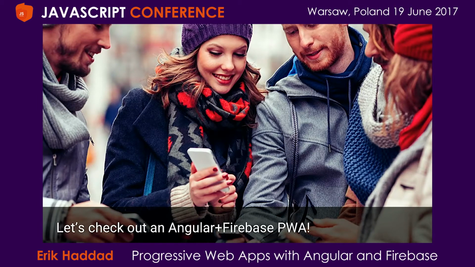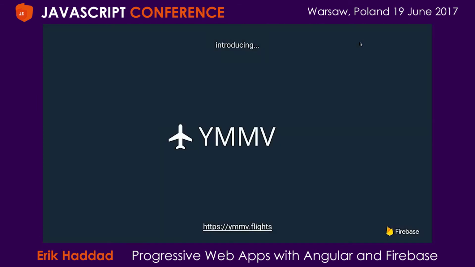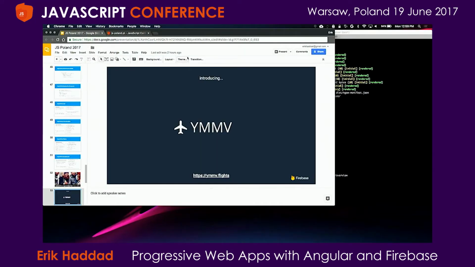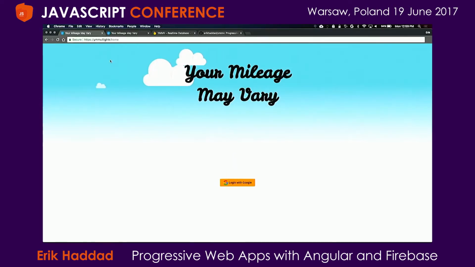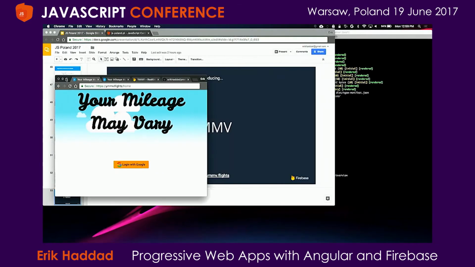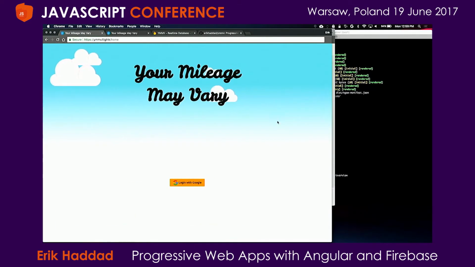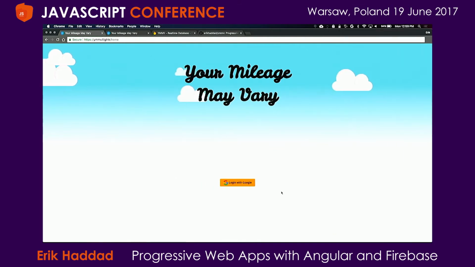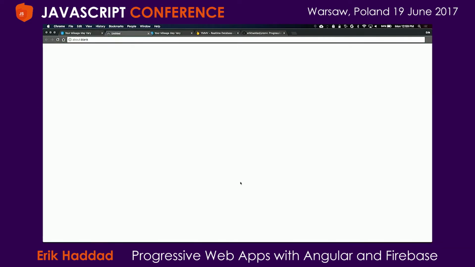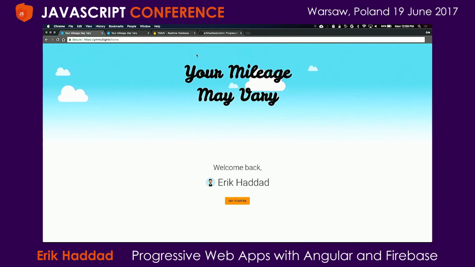All right, so let's check out an app that I created for today. This is called Your Mileage May Vary. And if I can pull that up over here. All right, we'll see how this goes. All right. So we have a loading screen here. I'm going to authenticate right here with a redirect coming through. We now have an auth token, and I'm authenticated.